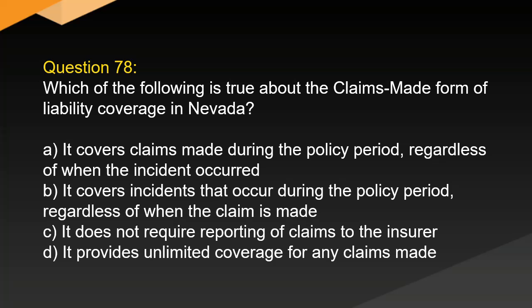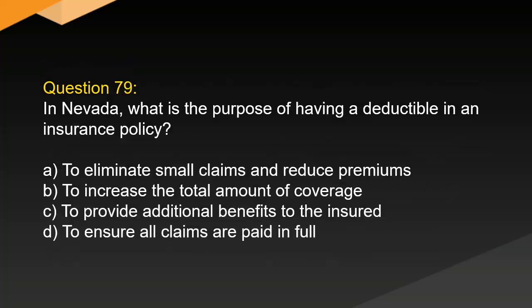Question 78. Which of the following is true about the claims-made form of liability coverage in Nevada? A. It covers claims made during the policy period regardless of when the incident occurred. B. It covers incidents that occur during the policy period regardless of when the claim is made. C. It does not require reporting of claims to the insurer. D. It provides unlimited coverage for any claims made.